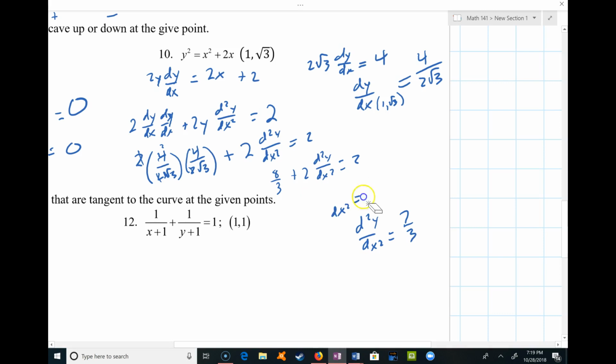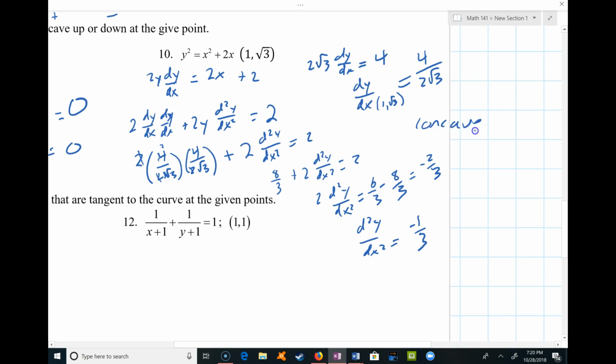Got it. Back up, back up. When I moved the 8/3 over, I didn't subtract it. So this should have been 2 times the second derivative is equal to 6/3 minus 8/3, wouldn't it? I'm glad I caught that. Yeah, so that would be negative 2/3. And then if I divide both sides by 2, I get the second derivative is equal to negative 1/3. So that means it's concave down, because my second derivative is negative. Okay.